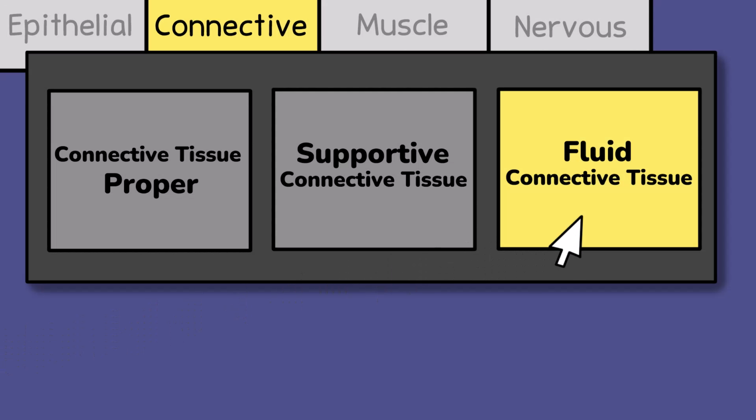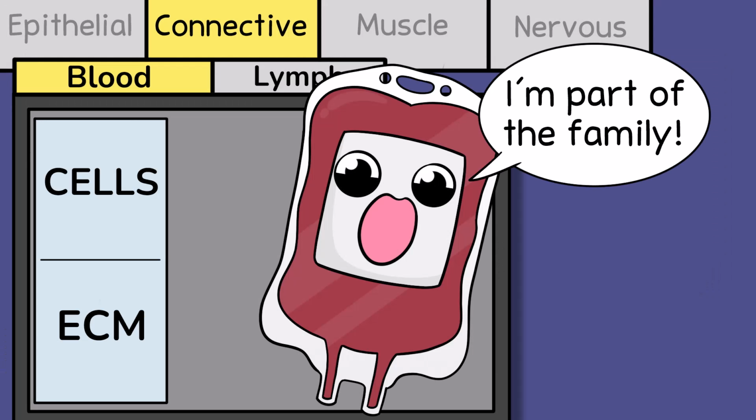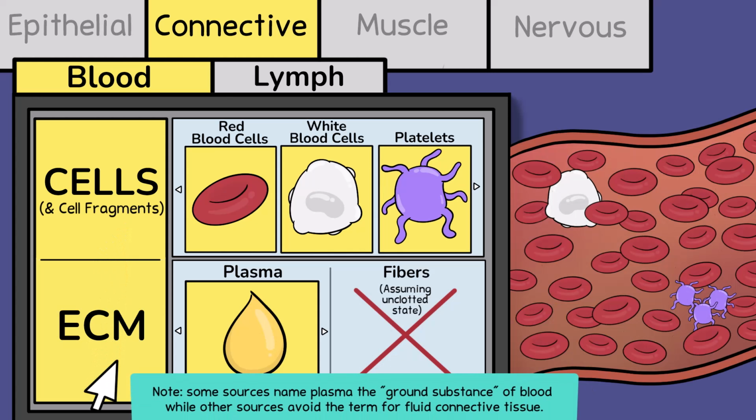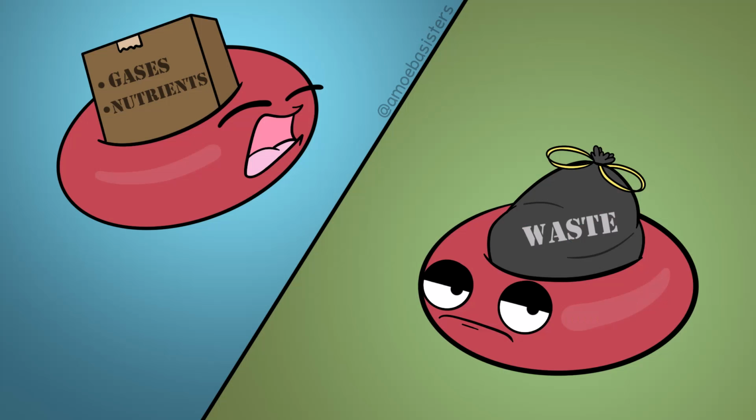Moving into fluid connective tissue, we have blood. It's sometimes weird to think of blood as tissue, but it is a fluid tissue. It's got cells like red blood cells and white blood cells, also platelets, which are cell fragments. The ECM includes plasma and, assuming unclotted, no visible fibers. If you remember, blood has all kinds of functions: carrying gases, oxygen and carbon dioxide, carrying nutrients, removing waste.